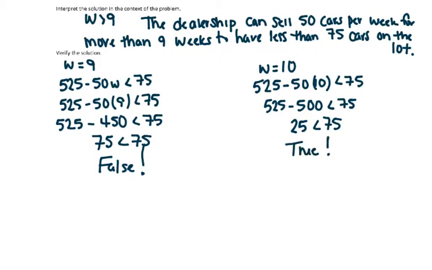So what we're saying is that if we sell cars for 10 weeks, we will have 25 cars on our lot, which is less than the 75 cars that we wanted to have. So we have to say that we need to sell cars for more than 9 weeks in order to achieve that goal of having less than 75 cars on our lot. So that's why we would use an inequality in a situation like this one.